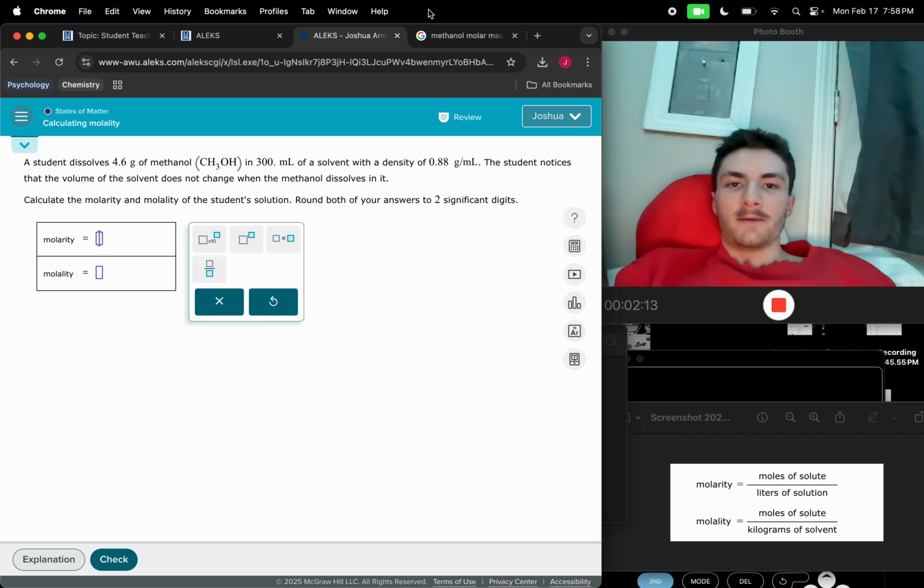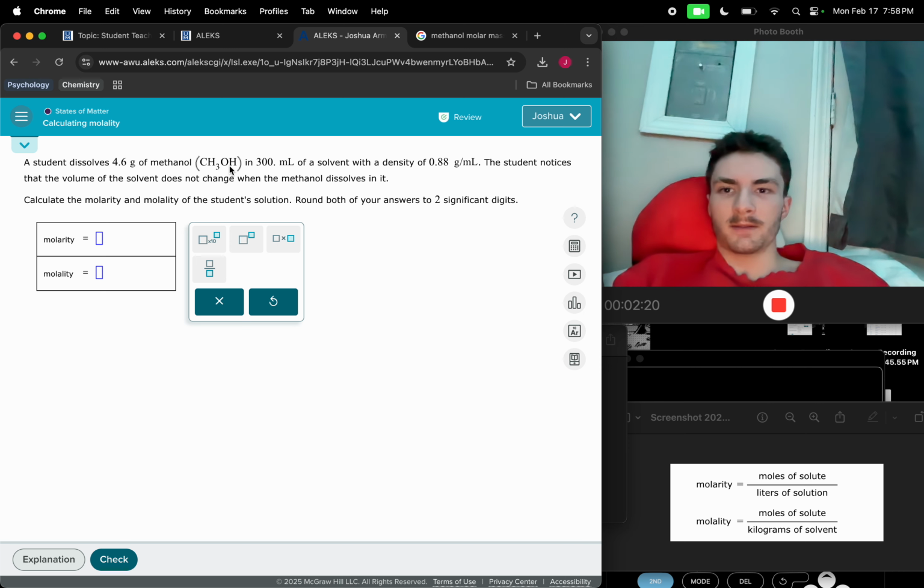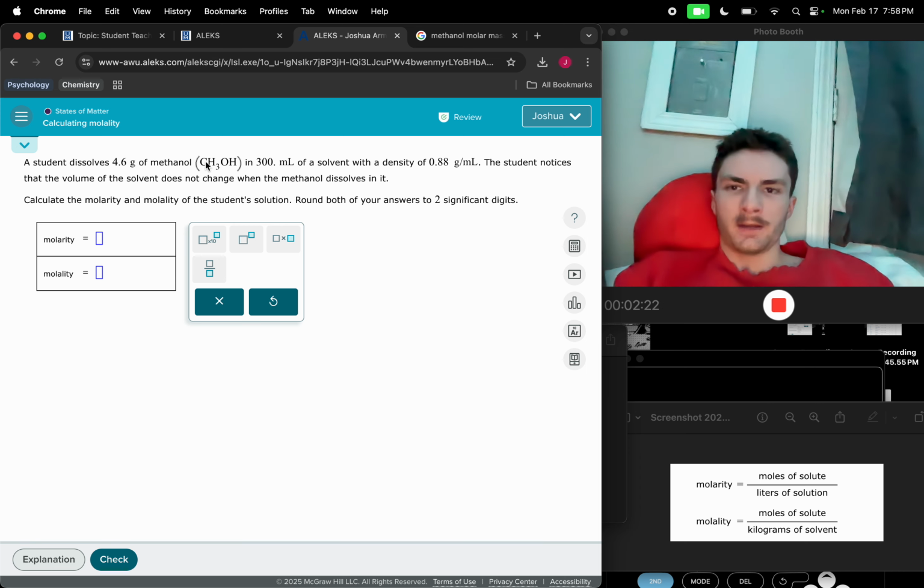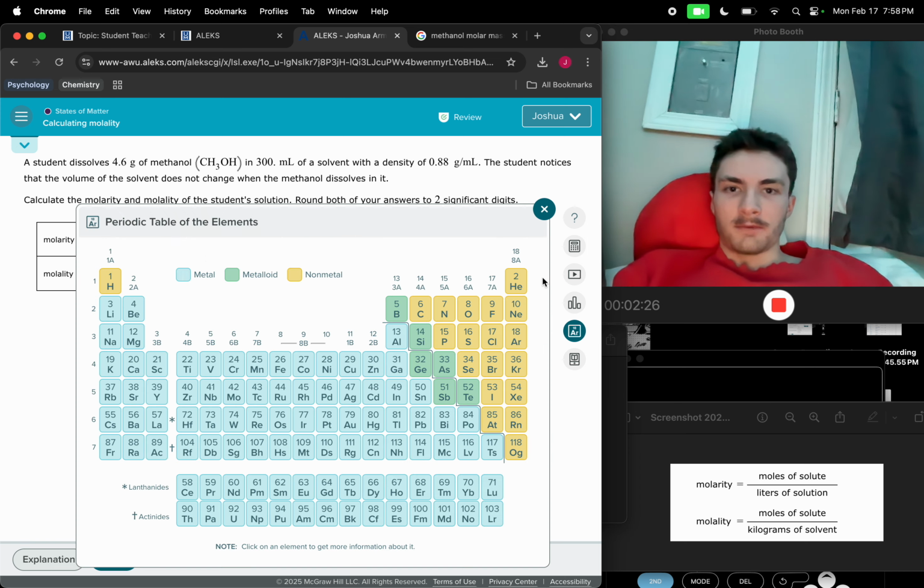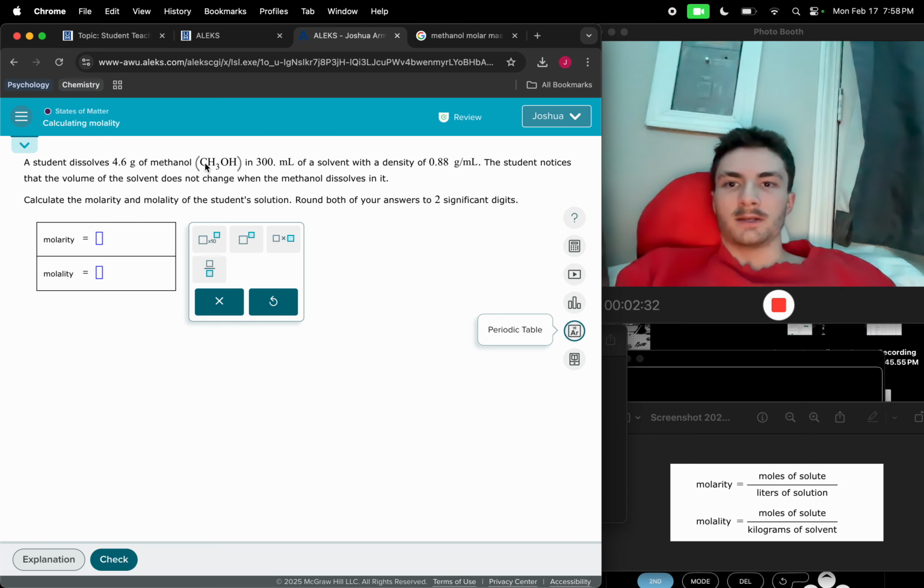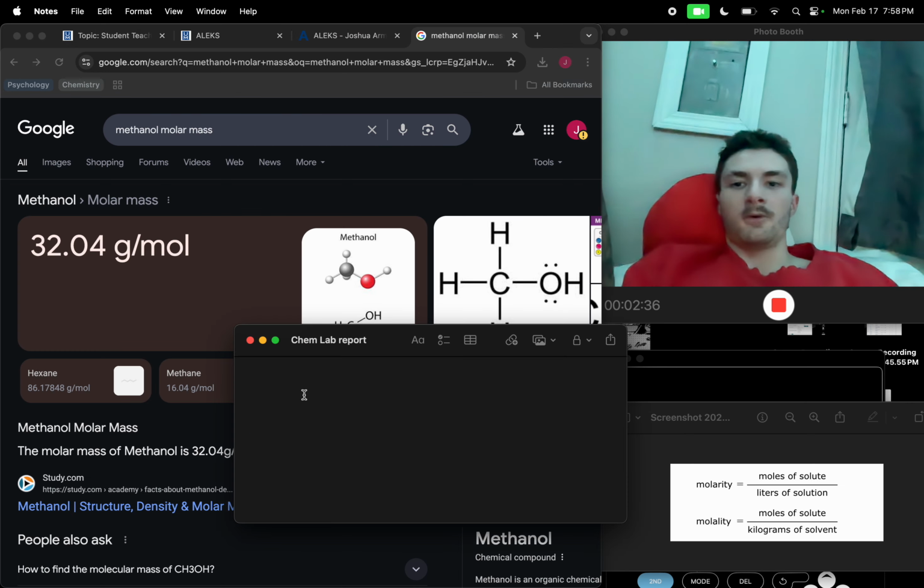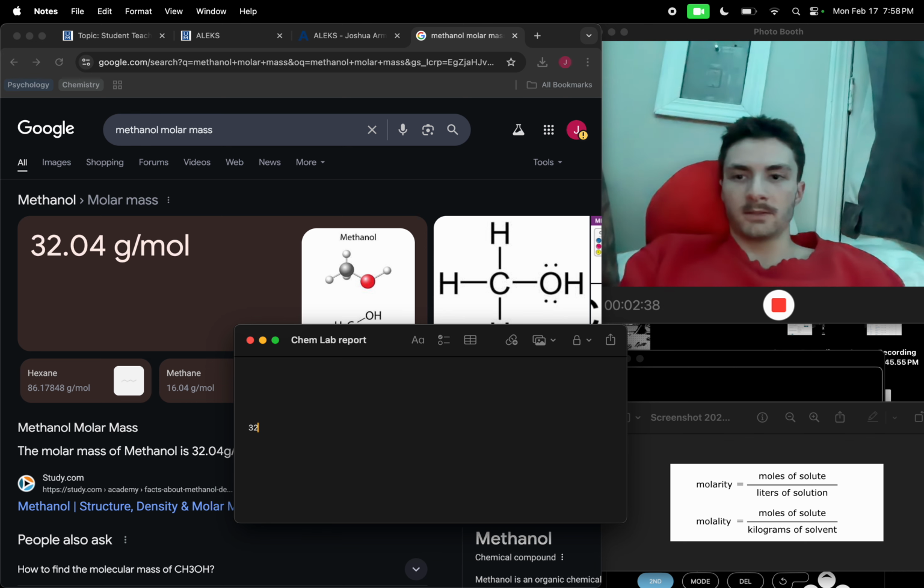And the way we do that is through the molar mass. To find the molar mass of methanol, you look at its chemical formula, and then you go to the periodic table and look at the atomic mass for each one of them and add it all together. When you do that, you'll get 32.04 grams per mole. So if you write it out, it's going to look like this: 32.04 grams per 1 mole.